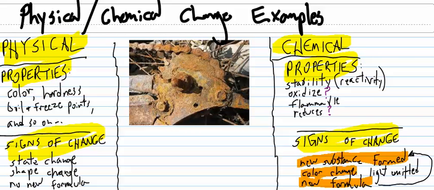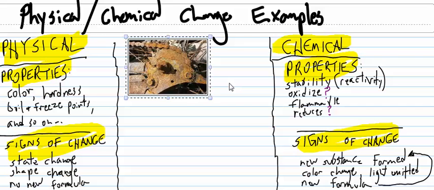What's the formula? Let's look at this. If we take the iron and leave it outside in the presence of oxygen, what we get is rust. So yes, we do have a new formula. So this is a chemical change. All right. So let me get rid of some of this stuff here. And let's bring in the next one.